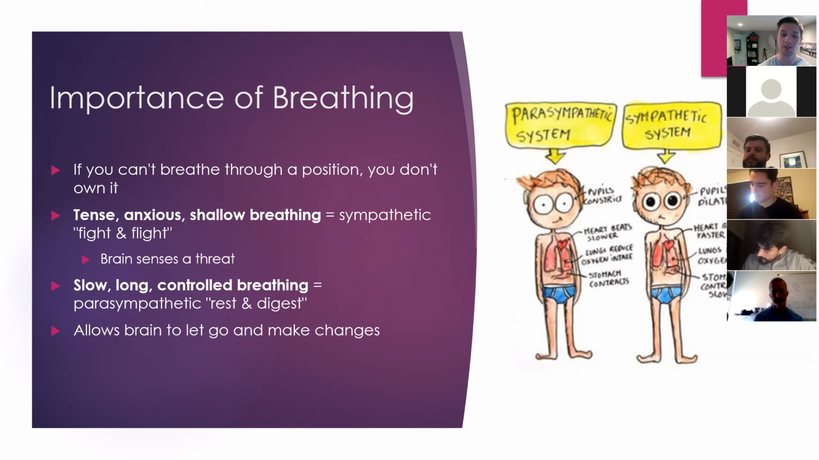And why would our body want to adapt to something that's a threat? The reason why our sympathetic system gets activated is because our body is saying, oh, this could potentially not be good for my survival. I need to do something about this. Whereas parasympathetic is a non-threatening environment. So we need to allow the brain to let go and make changes.